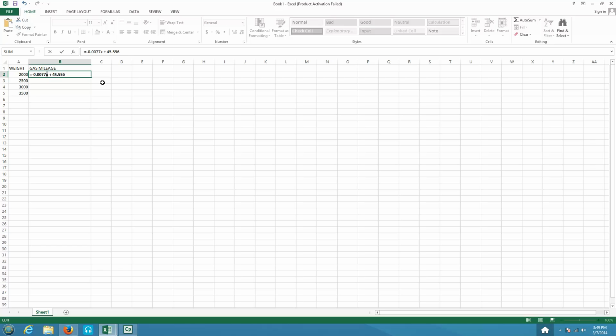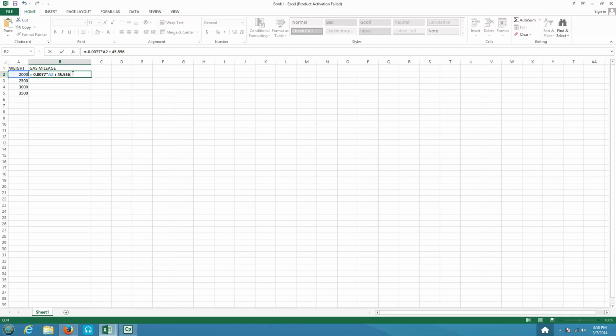So negative 0.0077 times, this meant times, by the way. I guess if you haven't been in algebra class in a while, when a constant and a variable are next to each other, that means we're multiplying. Okay, so we want to multiply negative 0.0077 times x. But wait a second, Excel doesn't know what the heck x is. We know that x is actually the value in here for weight, A2.